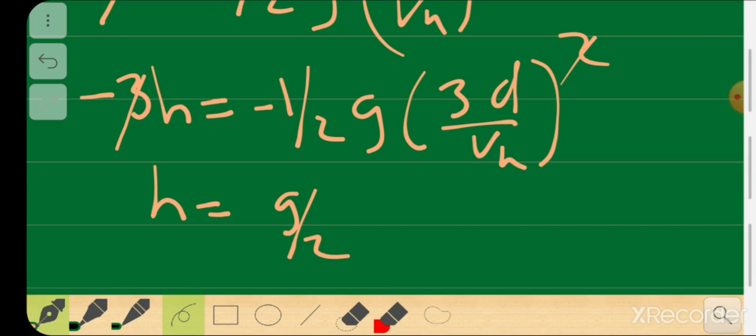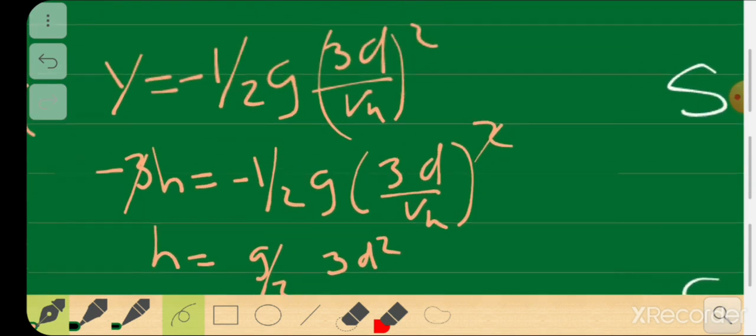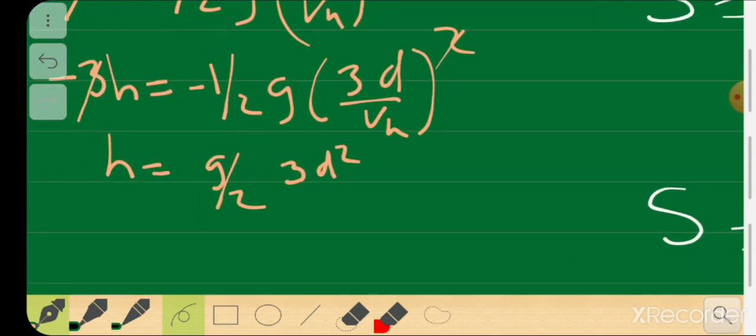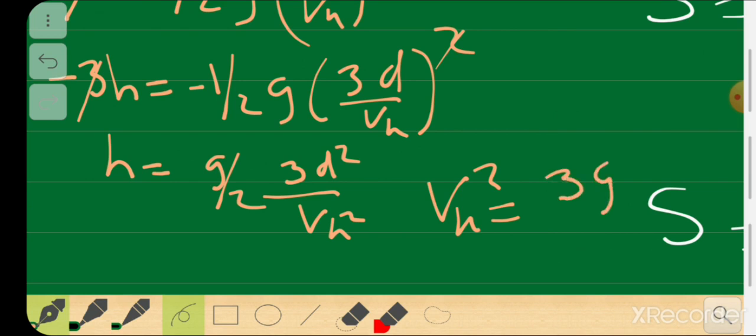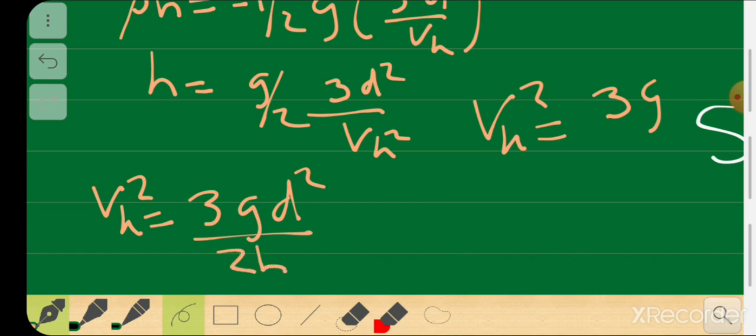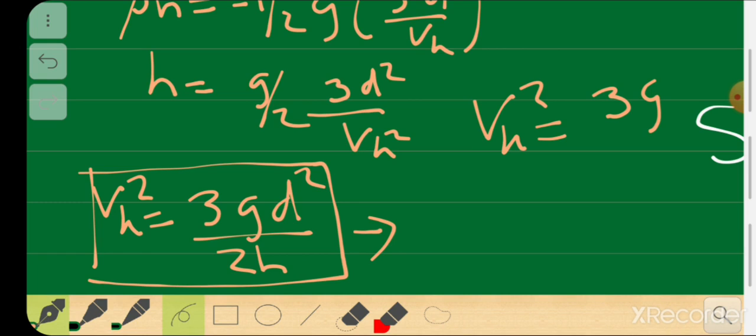3d square by vx square. So vx square will be equal to... okay, I'm going to rewrite it here. So vx square must be equal to 3 g d square by 2h. Okay, so that's very simple. So that's the equation for velocity vx.